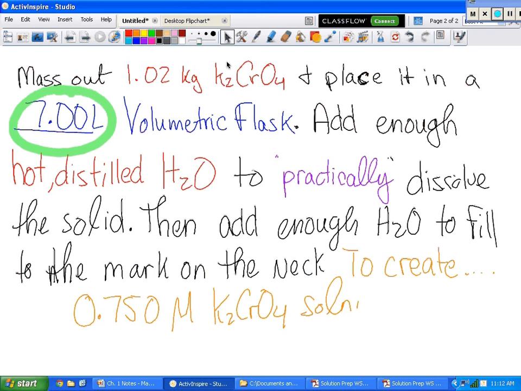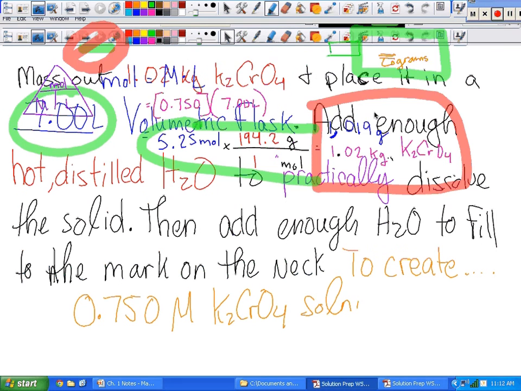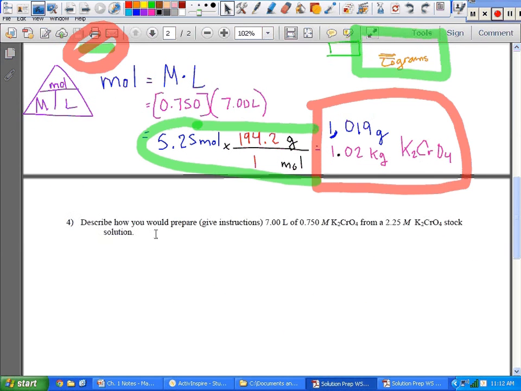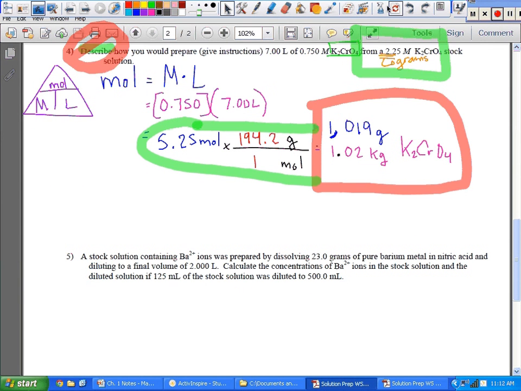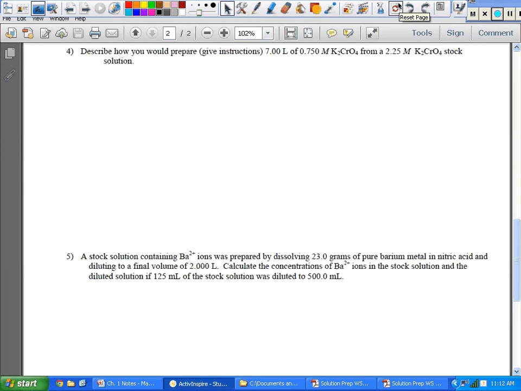So 4, describe how you would prepare that same solution from... This time, has it changed with what you're starting with? Yes. This time, you're starting with a 2.25 molar potassium dichromate stock solution. That one word was generous because it gave you a clue. What was that one word that gave you the clue? Stock. Had they left that out, I have a feeling that a lot of you would not have understood what to do here. Because what I'm trying to get you to see is, are you starting with a volume?